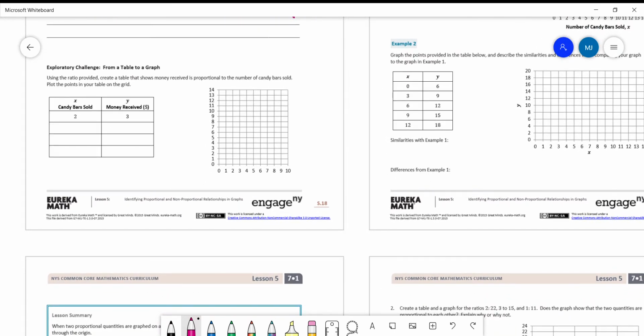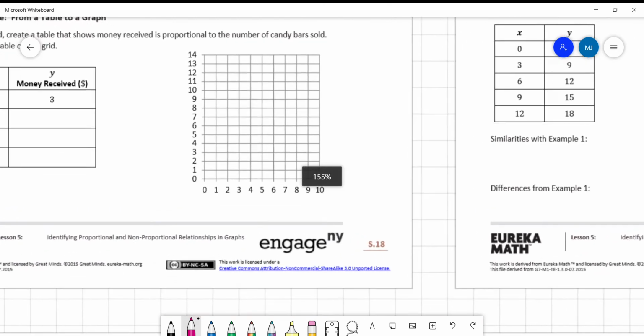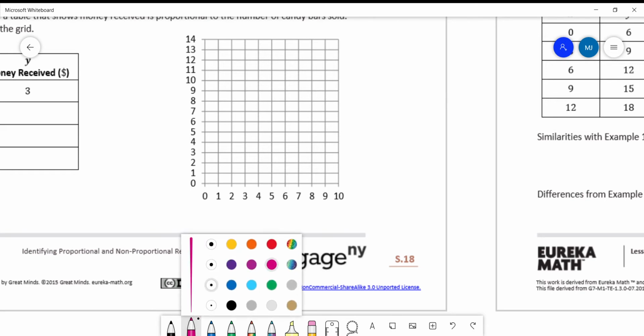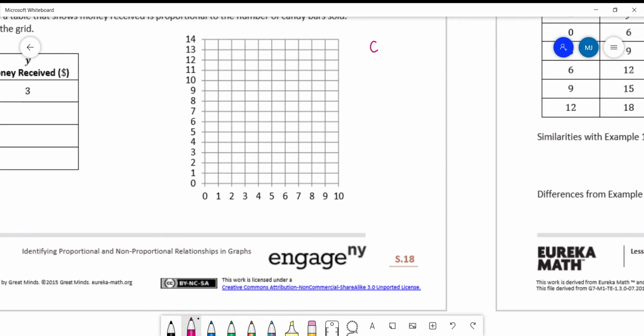Okay, now we're going to look at this exploratory challenge from going from a table to a graph. But in order to do that, we've got to talk about some different things in a graph, especially because of the way the year ended for us. So I'm going to zoom in on this a little bit more. I'm also going to see about making this a little thinner so that when I write, it looks better. So the first thing we need to do is understand that this is what we call a coordinate plane. It is where we plot points.